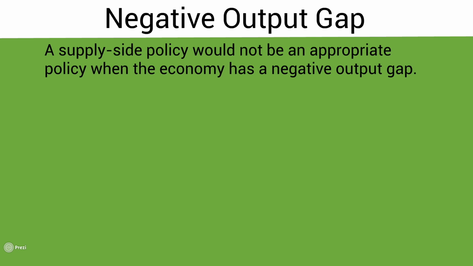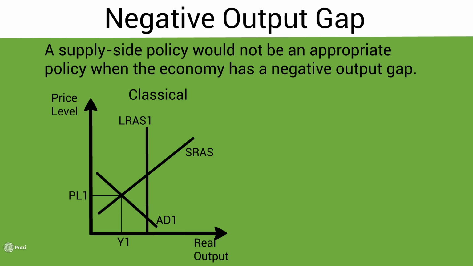However, supply-side policies will not always be an appropriate policy. Suppose that we had a negative output gap in the economy, a supply-side policy would not be appropriate here. Here we have an economy from the classical viewpoint. We have a negative output gap in this economy because the economy is producing a level of output of Y1, which is much lower than the productive potential of the economy, which is where the LRAS curve intercepts the real output line.